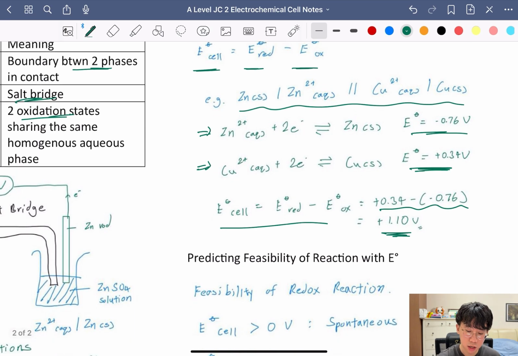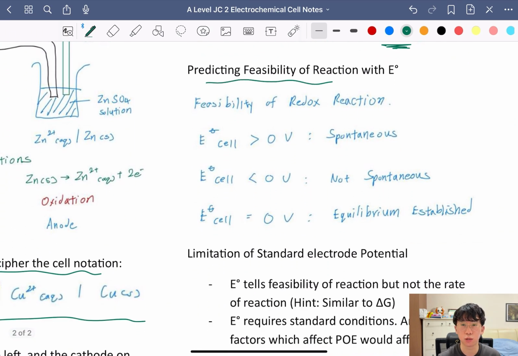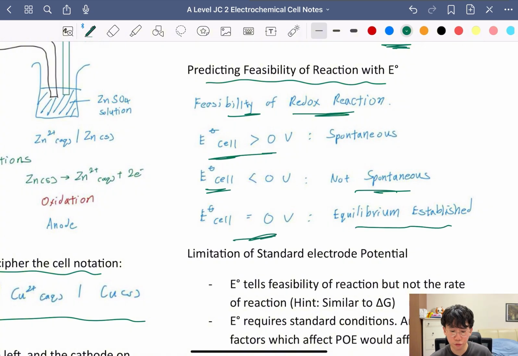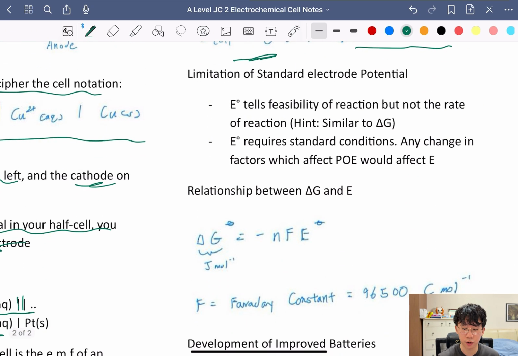And from the E0 cell, why is it so important to know how to determine my E0 cell? Well, this is because you can predict the feasibility of your reactions with E0 cell. So for example, your redox reactions, your feasibility, if you have a positive E0 cell, this means the reaction is spontaneous. And if E0 cell is negative, it means it's not spontaneous. And if it equals 0, it means the equilibrium is established. Now this sounds very familiar, right? Well, later I'll show you the relationship between delta G and E.